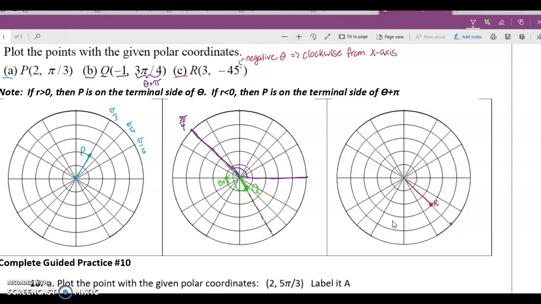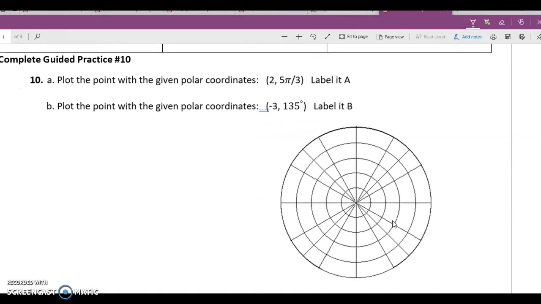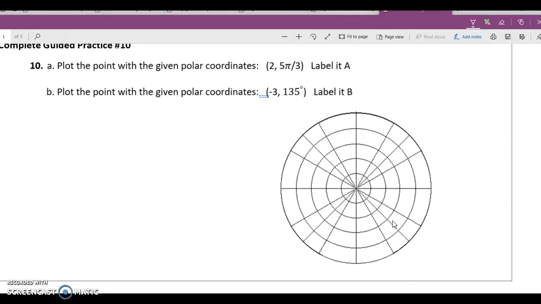All right, so those are some of your basics. All right, I want you guys to pause the video here real quick, give these two a try, and then when you're ready, press play and we'll go through them together.